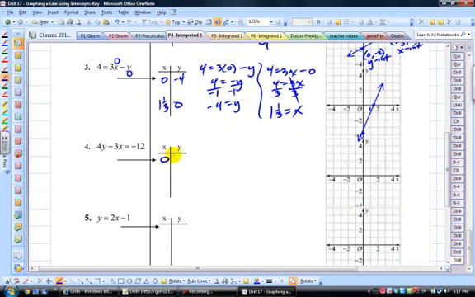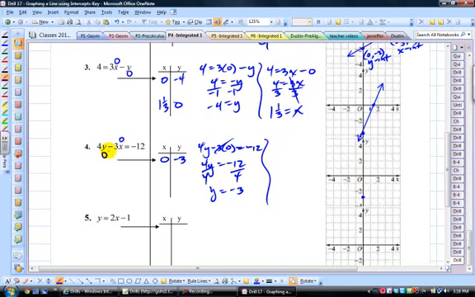Alright, number 4. Alright, you're going to substitute 0 for x first, right here. So you get 4y minus 3 times 0 equals negative 12. Alright, and I've got 4y equals negative 12 because of that. Gotta love the fact that we're working with zeros here, because anything times 0 is 0, so it wipes that term out. I want to divide by 4, and I get y is equal to negative 3. That's my y-intercept, so 0, negative 3 is right here.